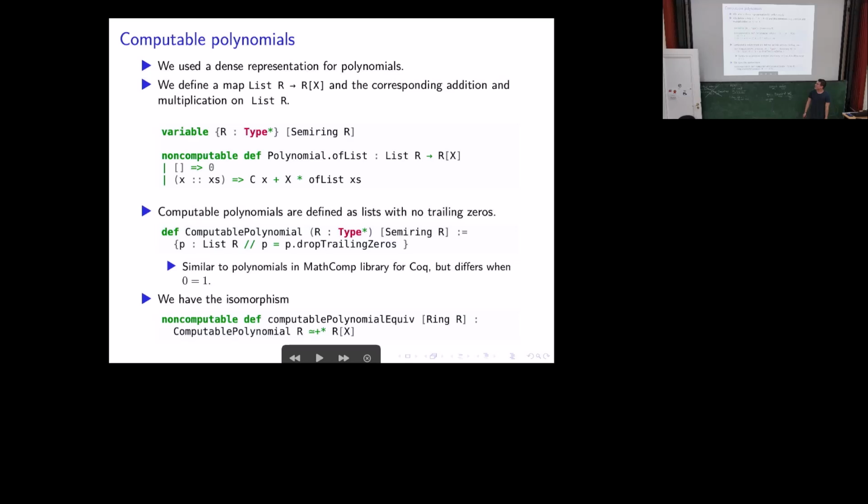Okay, so we defined computable polynomials as lists in R that have this property that they are equal to themselves when you drop the trailing zeros. So this function drops the trailing zeros, and this is similar to polynomials in the mathematical component library for Coq, but it differs in the case that R is a trivial ring. And we do have this isomorphism of computable polynomials with the mathlib polynomials. And usually we only need the forward direction for our purposes.